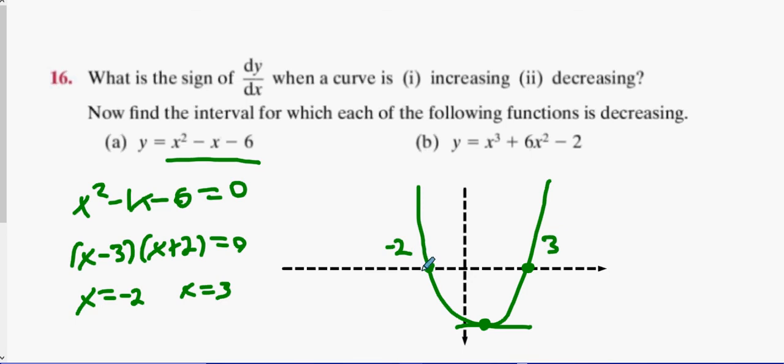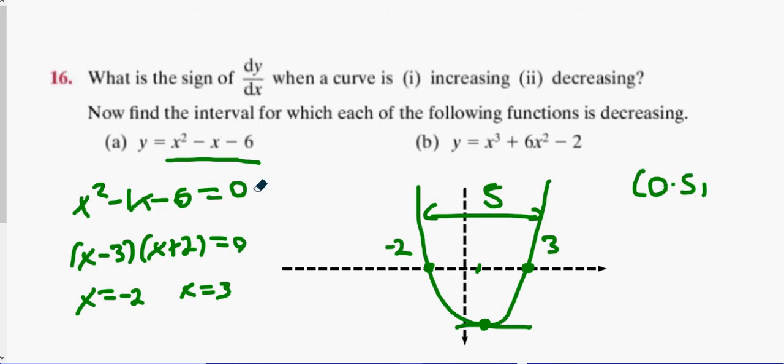There's a gap of 5. Would you agree there's a gap of 5? And what's half of 5? 2.5 below 3 or 2.5 above minus 2. So what x value will that be? Exactly, right? Now, if you didn't know that already, there's another way of doing it.